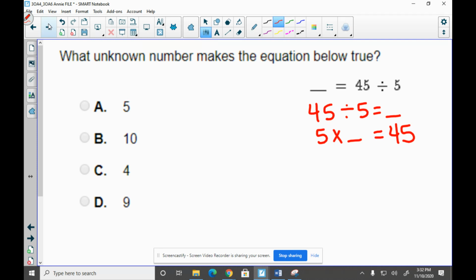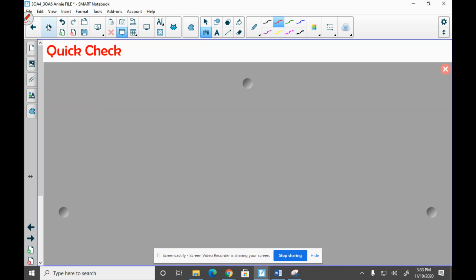Is it A, B, C, or D? We're learning our 5's facts this week. And yes, the correct answer is D, 9. 5 times 9 is 45. Here's our quick check.